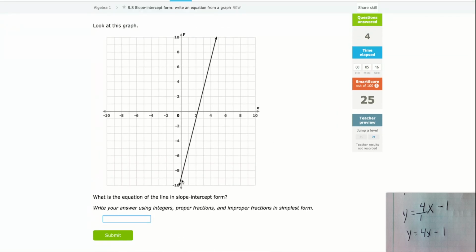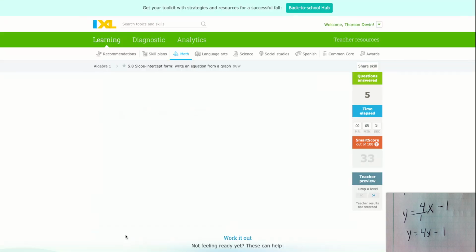So here, actually I'm going to maybe do the slope first. Y equals, now let's find the slope. I'm going to go from here to here, so that's up 4 over 1, so 4x, and I crossed at -9.